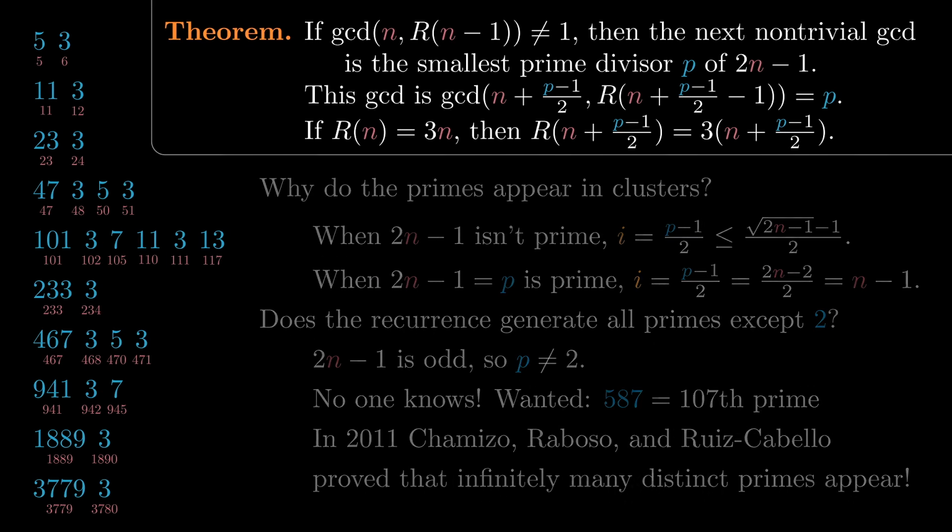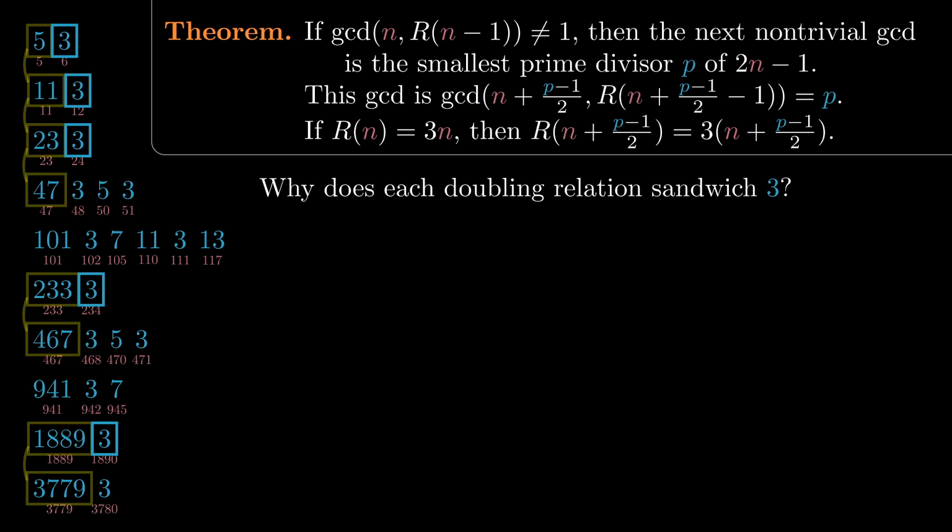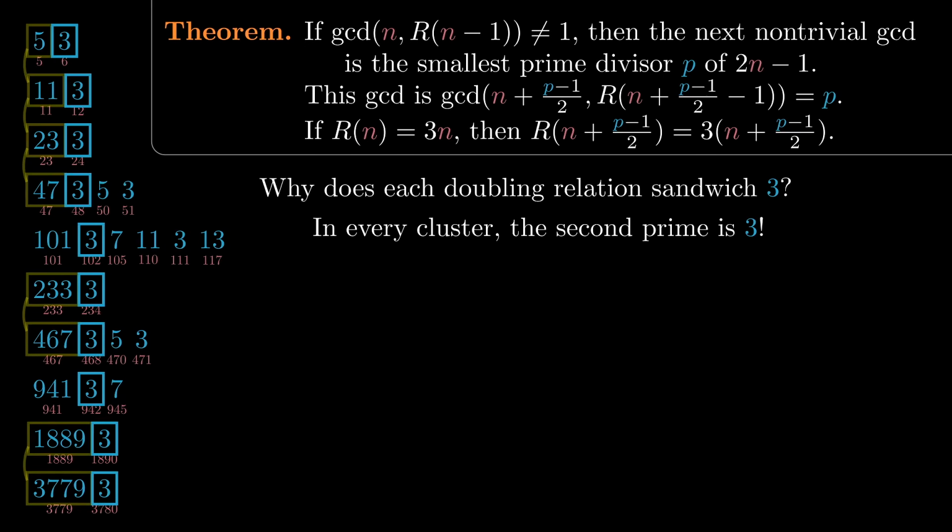The one pattern we haven't explained yet is why each pair of primes involved in a doubling relation sandwiches a 3 between them. If we look back at the clusters, we can actually strengthen this to say that in every cluster, the second prime is 3. Since the theorem tells us how to go directly from one prime to the next, it is possible to explain this, but I'll leave it to you to find the reason.